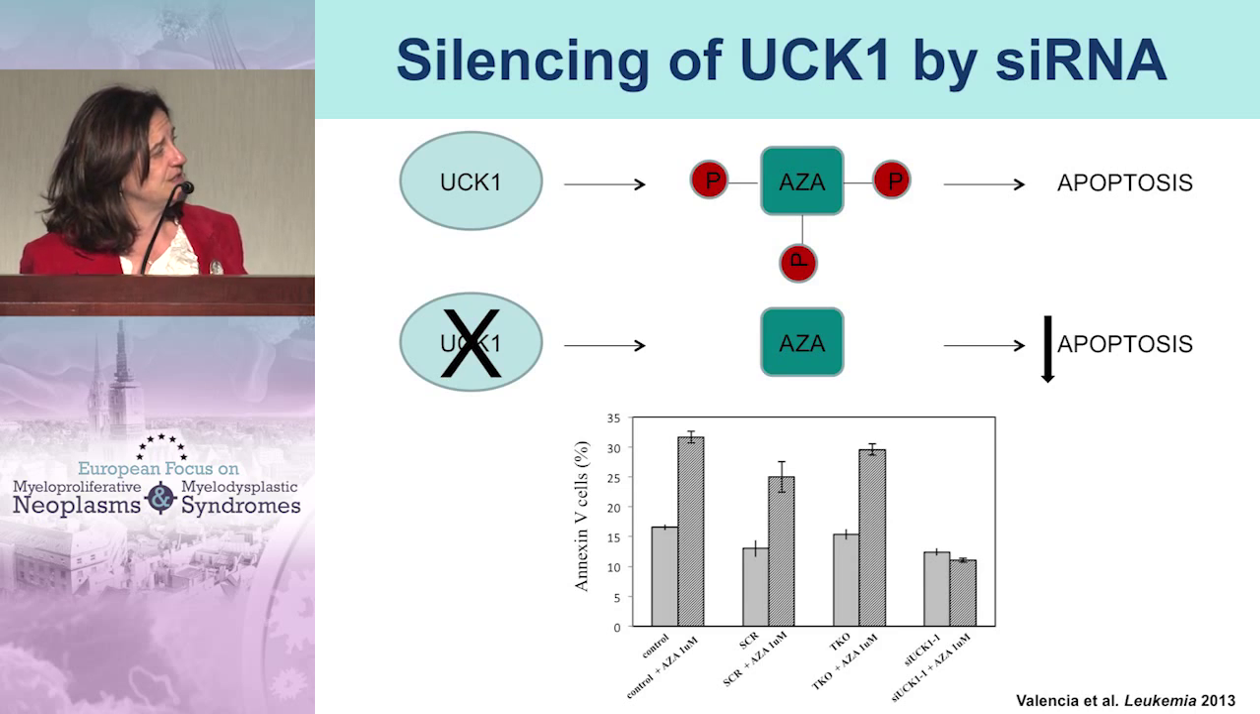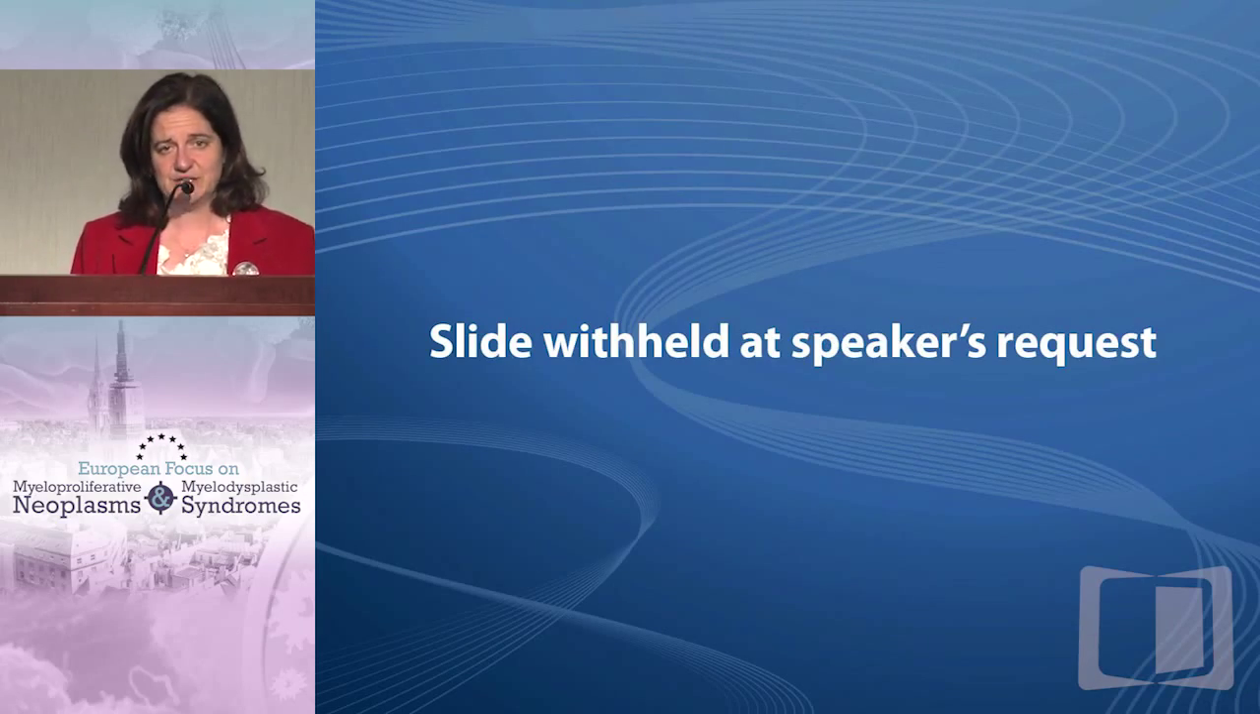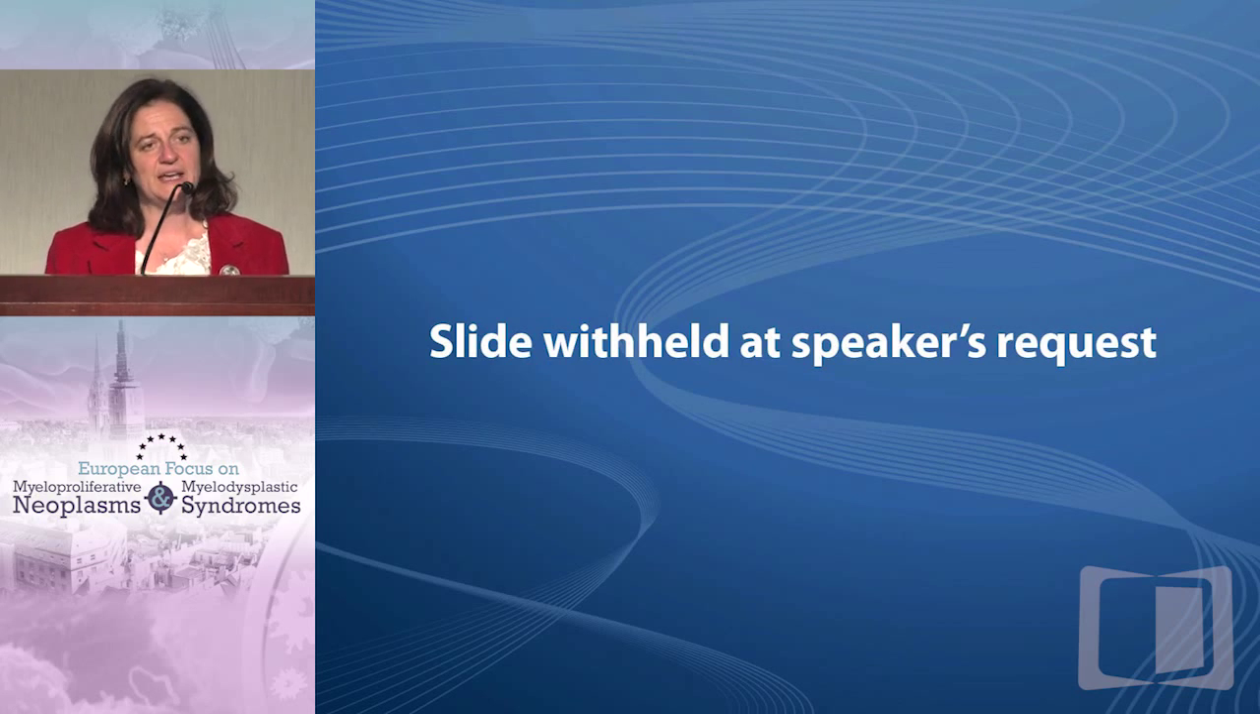And here you see that if you silence UCK1 in vitro in cells, you abolish the effect of azacitidine. So you take a small interfering RNA against UCK1, and you expose the cells to azacitidine, and in black you see the number of apoptotic cells after treatment, and you do not have any effect, whereas this is the control, not treated with the anti-UCK1.